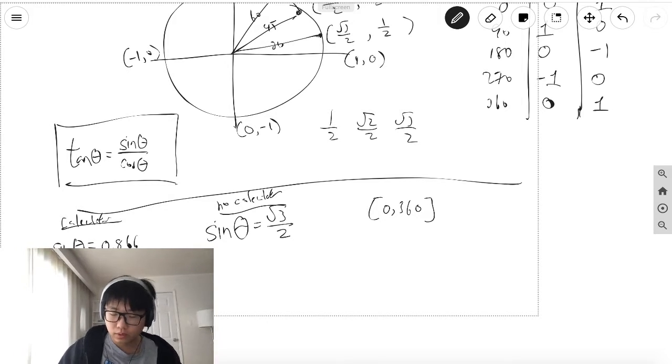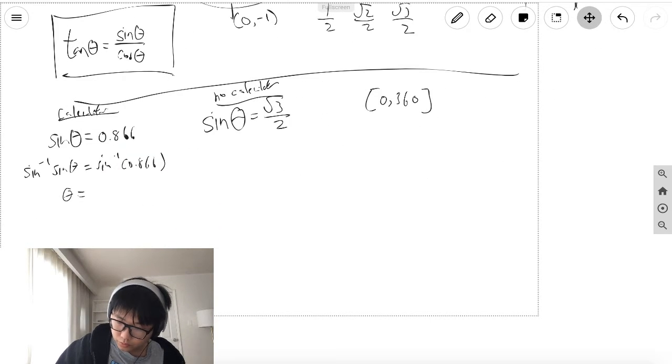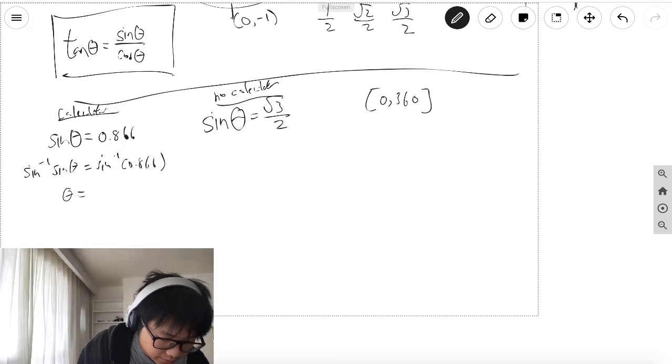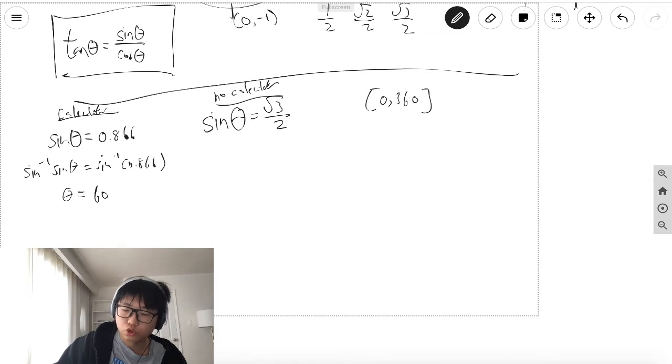But if they give it to you in a decimal like that, they're probably not expecting you to do the exact solution. For this one, you're just going to take sine inverse of both sides. If you take sine inverse of that answer, you should get 60. And for the no-calculator version, you should just recognize root 3 over 2. Either way, theta equals 60, but you're not done yet.